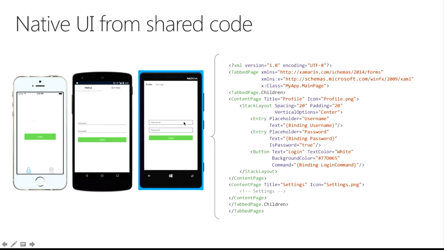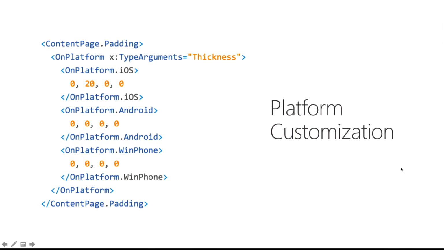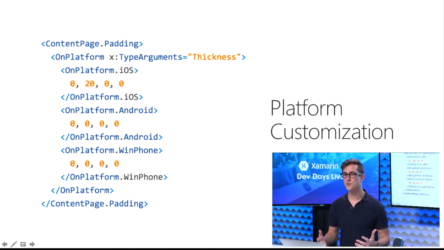So like I said, it turns that shared UI code, these 40 lines of code here, into that specific platform control and allows you to still get that great performance. So we mentioned you can extend Xamarin Forms to do whatever we want. And this is an example here.